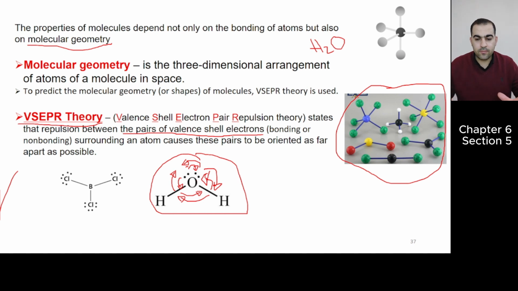So there's repulsion. This repulsion causes the pairs, bonding and non-bonding, to be oriented, organized, arranged as far apart as possible. It makes the lone pairs and shared pairs get far from each other. So here in oxygen, why isn't it like that? You might ask why.